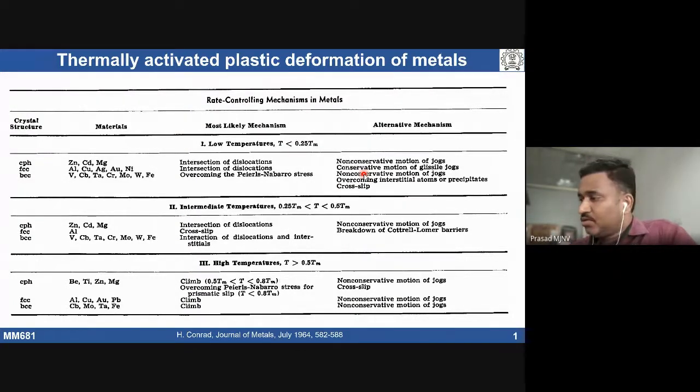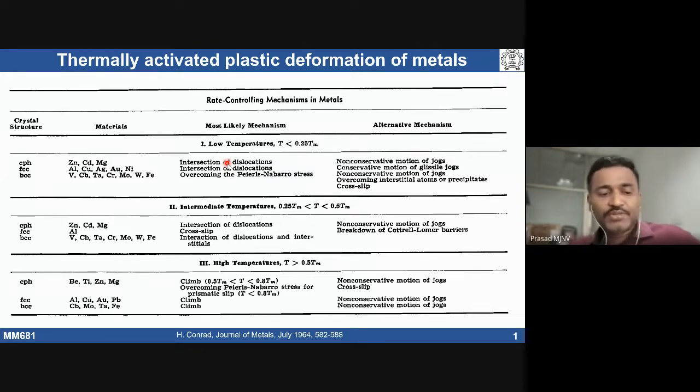We talked about thermally activated plastic deformation of metallic materials. There are multiple mechanisms happening during plastic deformation. When you take the material to different temperatures, the rate controlling mechanism is going to change. The type of rate controlling mechanism depends on crystal structure and temperature.